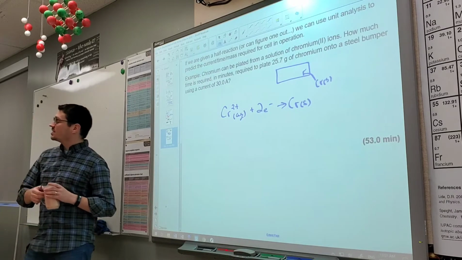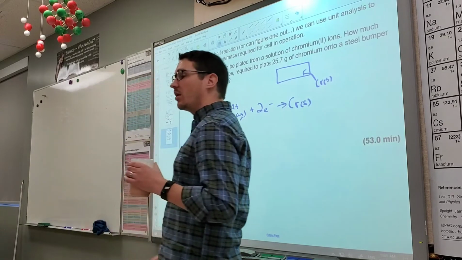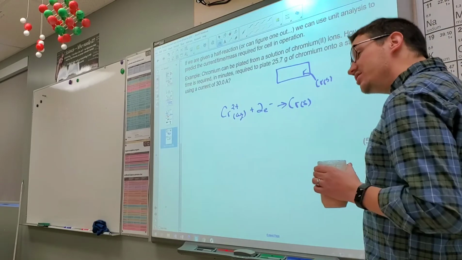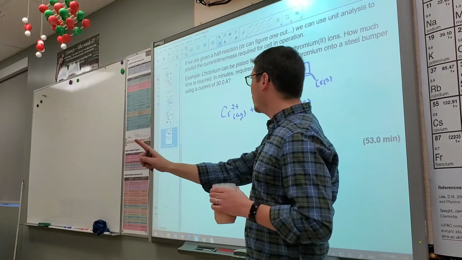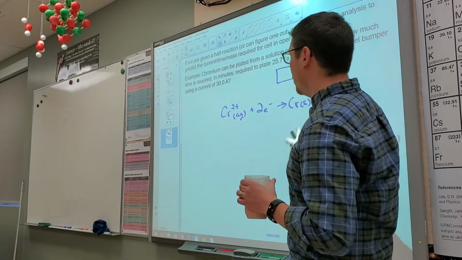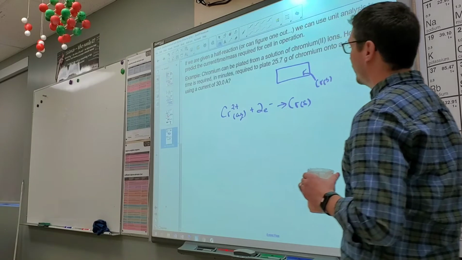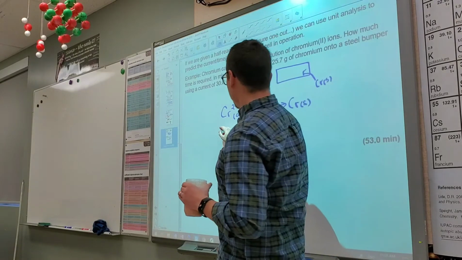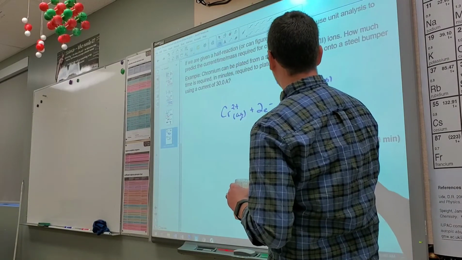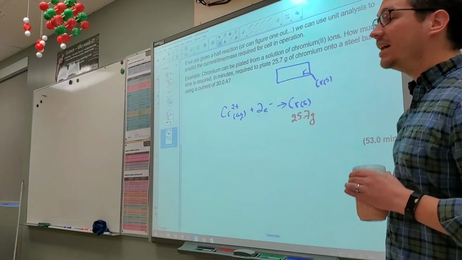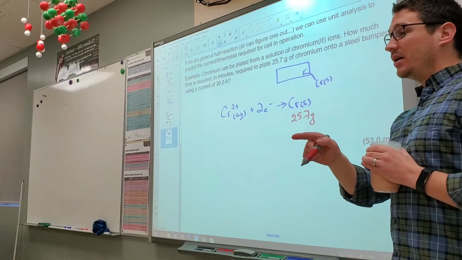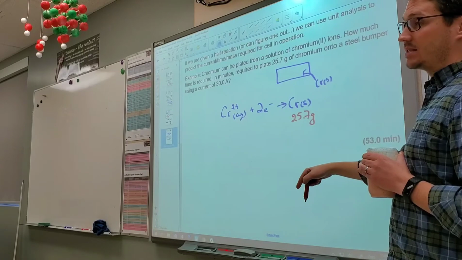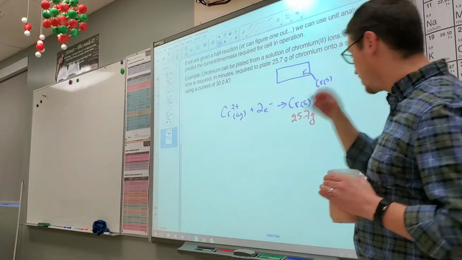But this is a lot like any stoichiometry problem. How do we build a stoichiometry problem? You start with what you want. But before we do that, we're going to put all of our information below each of these pieces of information. How much chromium do we want? We want 25.7 grams of this stuff. Immediately, because it has something to do with mass, what else do you need? Molar mass. Because stoichiometry is all about moles. So what's the molar mass of chromium?